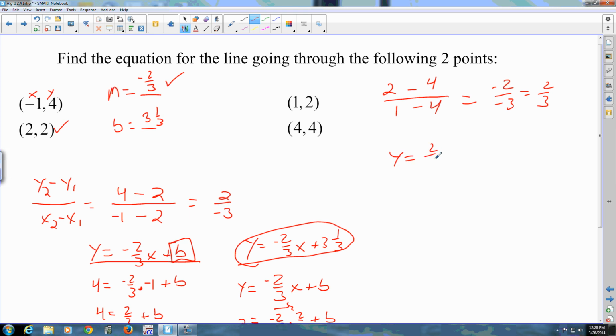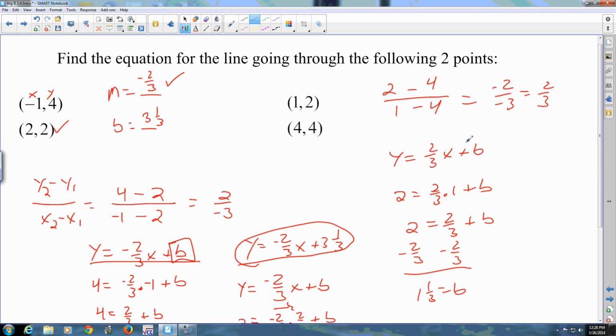Fill it into what you know. Pick either point. I like these because they're smaller, so I'm going to pick those. 2 is equal to 2/3 times 1 plus b. 2 is equal to 2/3 plus b. I need to get rid of that 2/3, so I'm going to subtract it off. Again, I'm hoping you don't need a calculator for this. 2 minus 2/3 is 1 1/3.